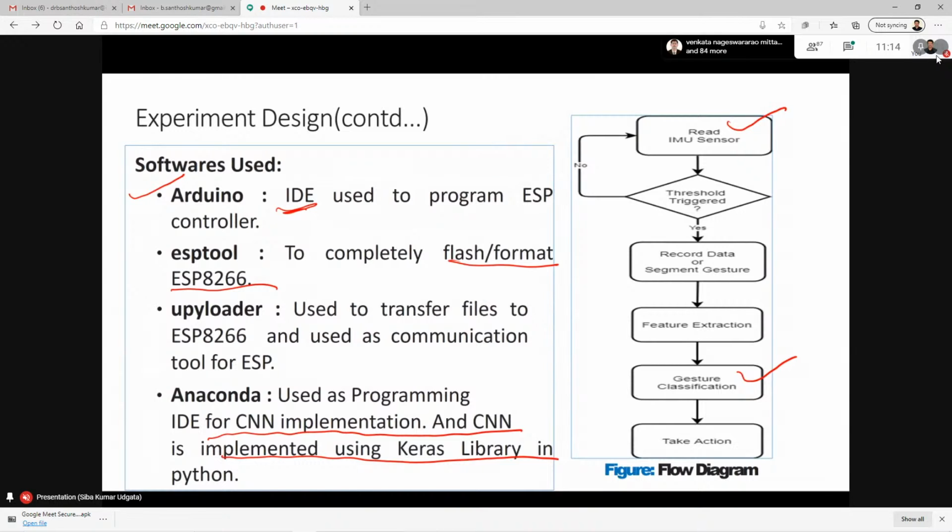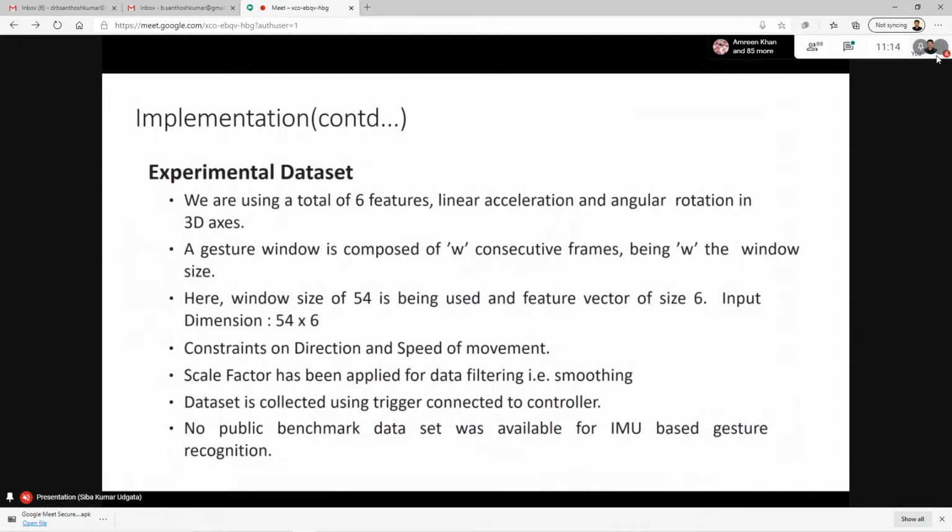So we borrowed modules from there, used them in our program, and embedded them into our ESP8266 controller using uPyLoader. First we use the environment to code it, then you flash it and format the ESP8266. Then using uPyLoader, I dump that code, and to develop the code, I have used the Anaconda environment.